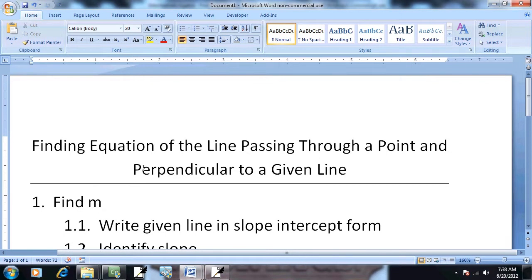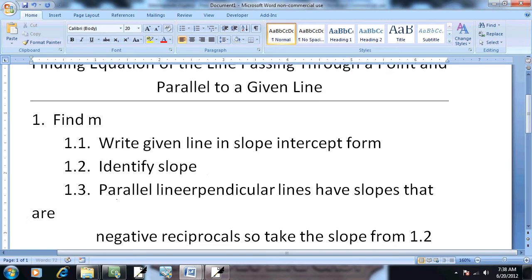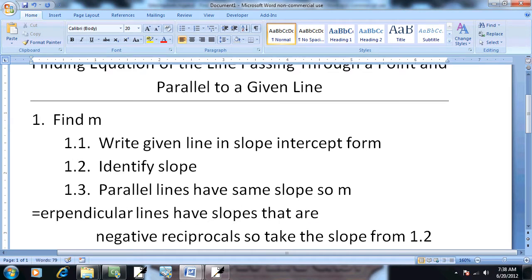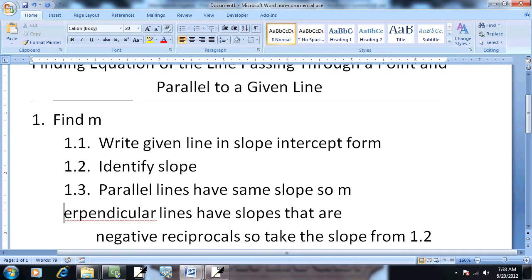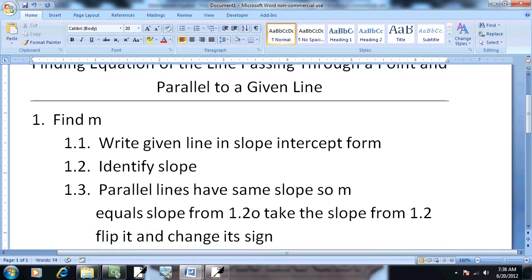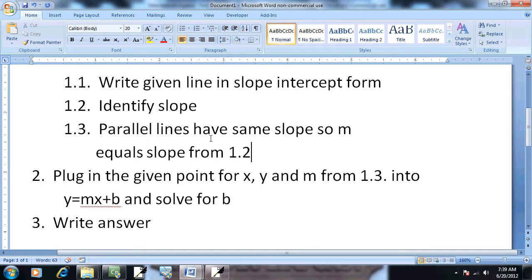So find the equation of a line passing through a point and parallel to a given line. Now step 1, still find m. Write the given line in slope-intercept form, identify the slope, and parallel lines have the same slope, so m equals the slope. m equals the slope from 1.2. Like I say, it's the easy one. Once you identify the slope in 1.2, then that is your m. And then the last steps are still the same. Plug in the given point for x and y and m from 1.3 into y equals mx plus b and solve for b, and then write your answer.